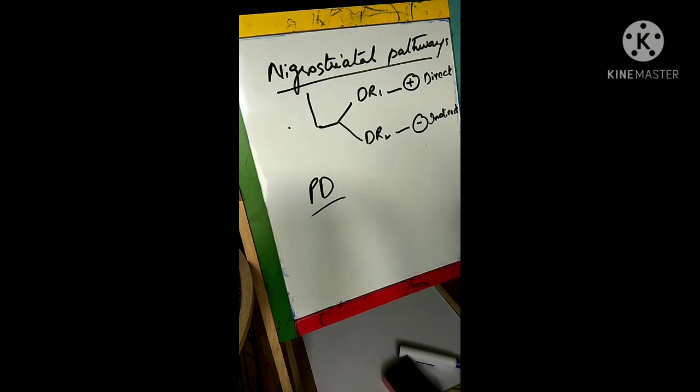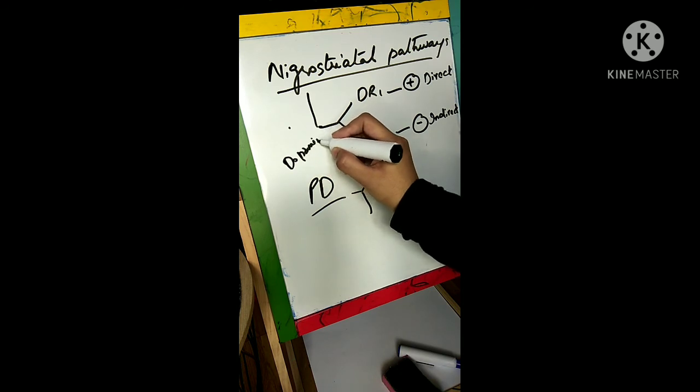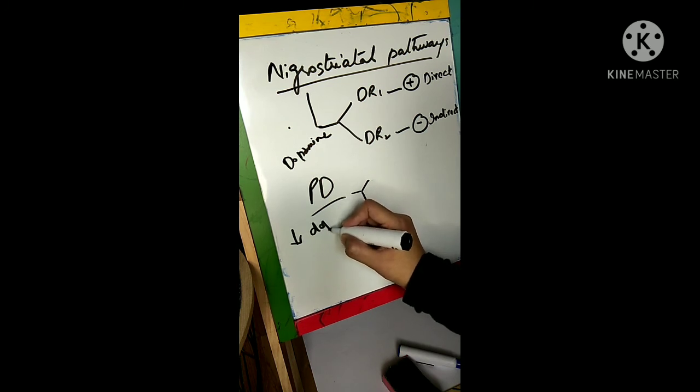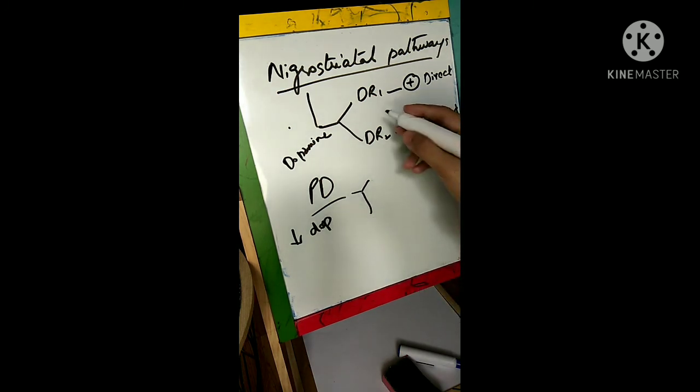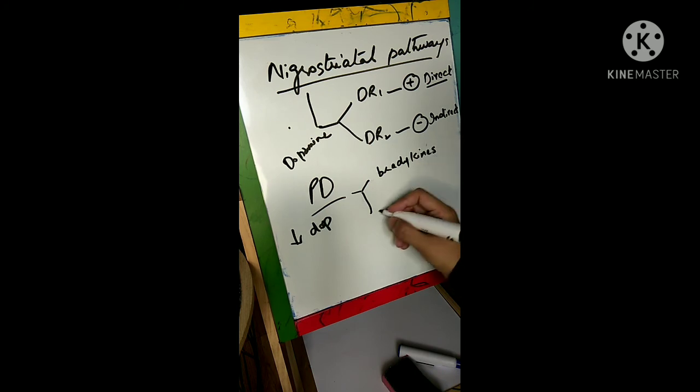I will tell you an example of Parkinson's disease. In case of Parkinson's disease, we have dopamine depletion. So both of these pathways will be affected. When DR1 and the direct pathway are affected, the wanted movements will be reduced and hence there will be bradykinesia. And there will be a problem with the DR2, so there will be unwanted movements such as tremors.